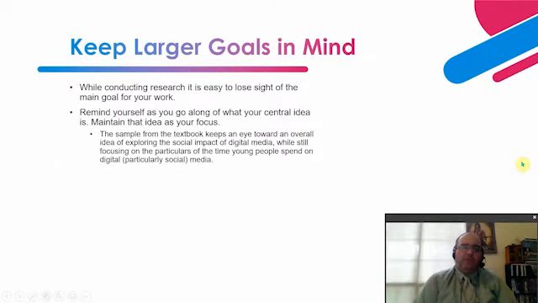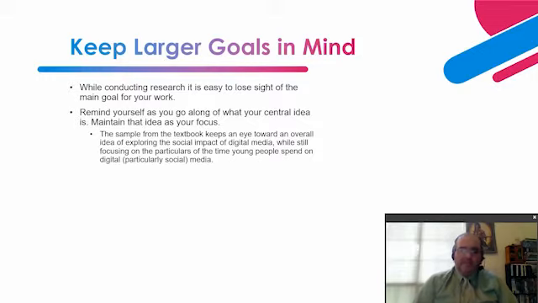So keep your larger goals in mind. When conducting research, it is easy to lose sight of the main goal of your work. Okay, so when you're doing your research, keep in mind, what is it that you're trying to say? What is the point you're trying to make? What is the topic you're working with? What's the research question that you're working with? Okay, are you finding stuff that answers that research question, or are you just finding random information that seems interesting? Okay, remind yourself as you go along of what your central idea is and maintain that idea as your focus.